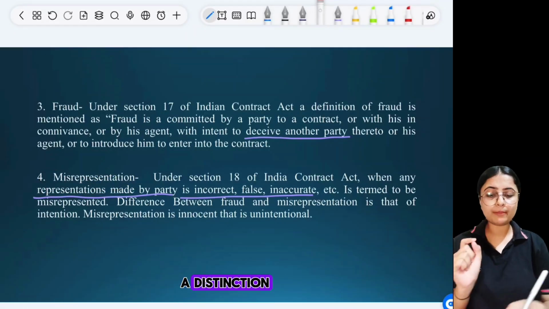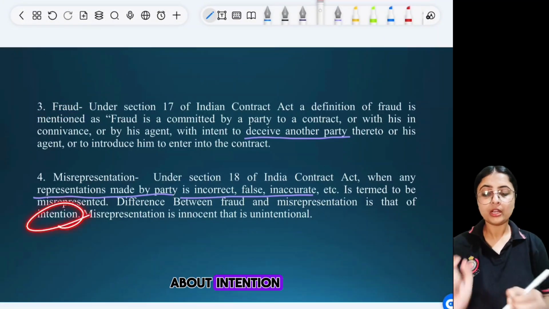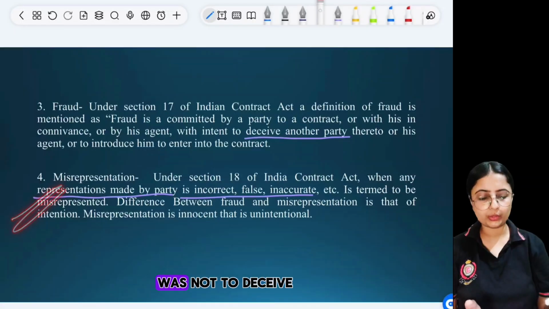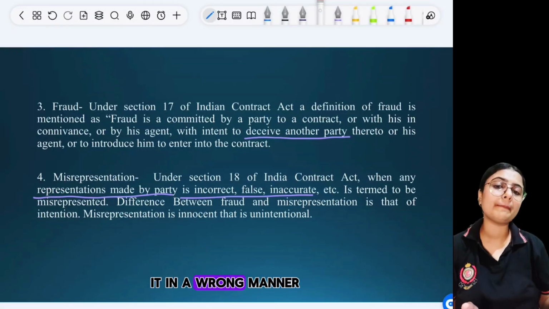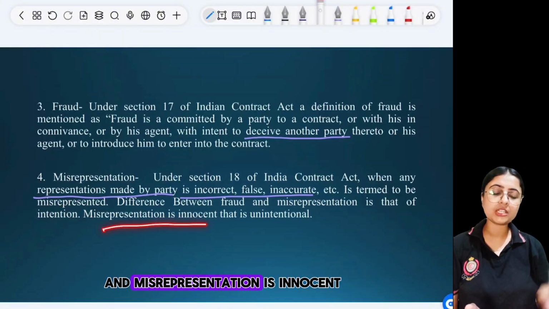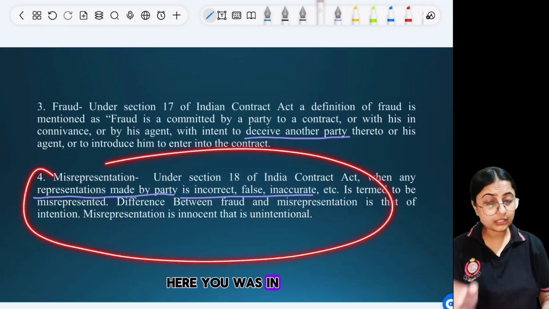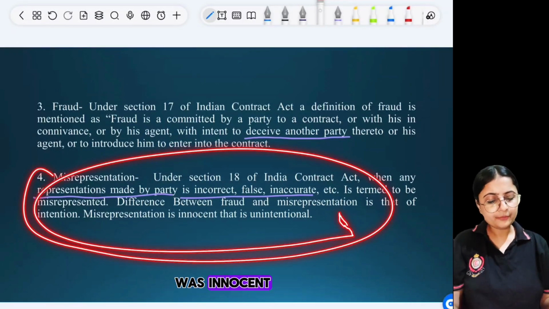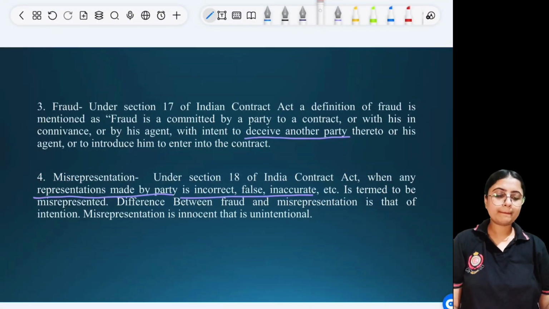Now here there is a distinction between fraud and misrepresentation, and that distinction is about intention, because in fraud your intention was to deceive, but here your intention was not to deceive, you have just represented it in a wrong manner. So the difference is behind the intention, and misrepresentation is innocent. That is, it is unintentional. Here the party who misrepresented was innocent, but in fraud there was intention to deceive.